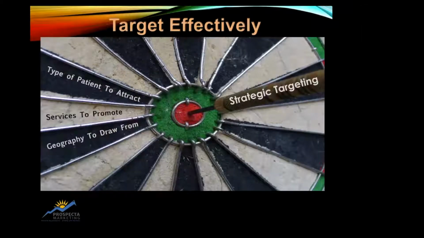Now, targeting effectively is critical with search. And three of the things that are very helpful in starting out before you ever do anything online is to identify three things. Ask yourself, what type of patient do I want to attract? Ask yourself questions like, do I want to treat kids? Do I want to attract them, or am I willing to just take them as they come? Or am I strictly an adult practice?